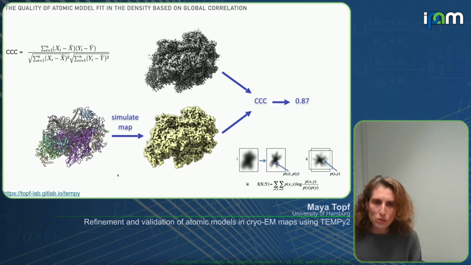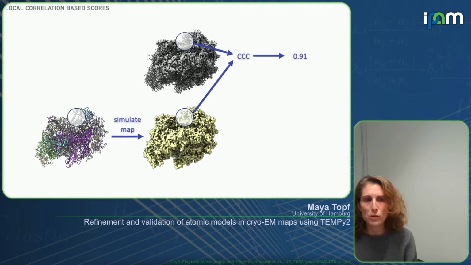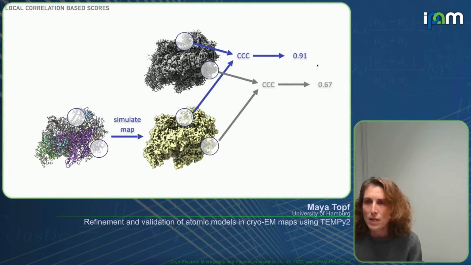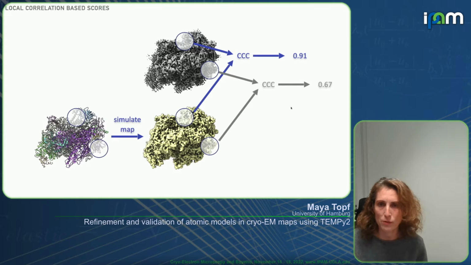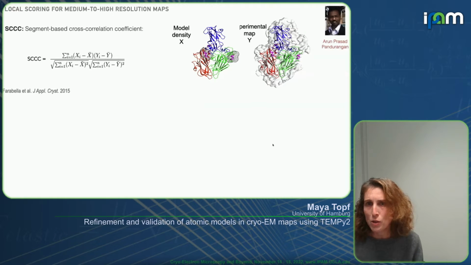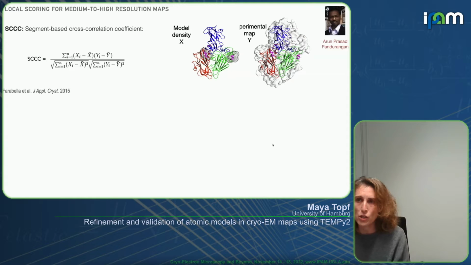Now, what's important to understand is that we shouldn't really just look at the global assessment of the structure. When we look at one region of the structure and calculate the correlation, we can get one number with our model. However, if we look at another region of the structure, we may end up with a much lower correlation. This could be for many reasons. It could depend on the local resolution and also on the quality of the model in this region.